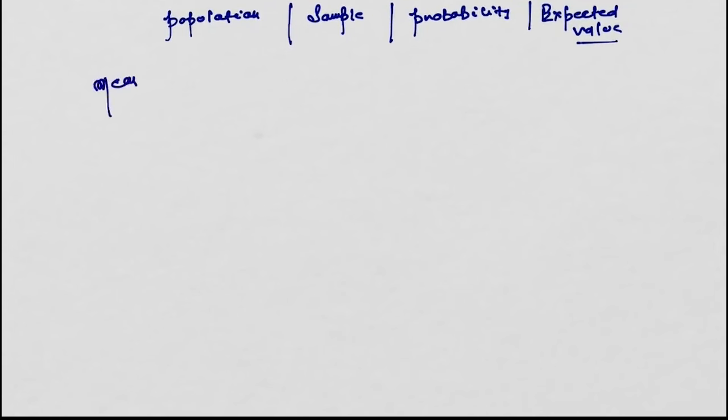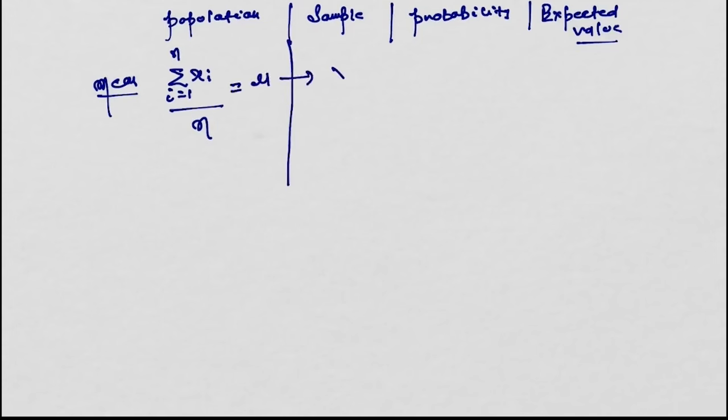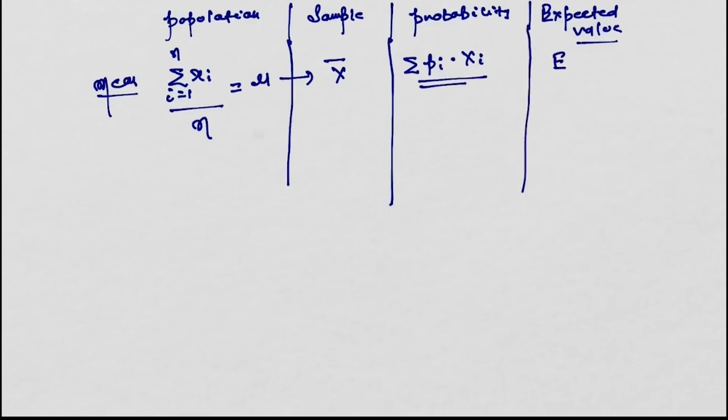Mean. If I state the formula for mean, it is the summation of xi, where i varies from 1 to the total number of entities, divided by n. For the population the notation is mu; the formula remains constant, but for a sample the notation is x bar. In terms of probability, the formula is the summation of the probability associated with each entity multiplied by the entity. In terms of expected value, I write it as expected value. It all refers to mean.